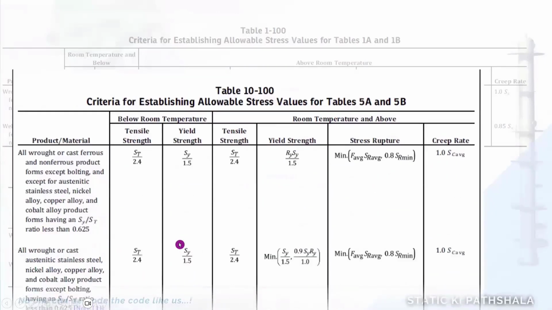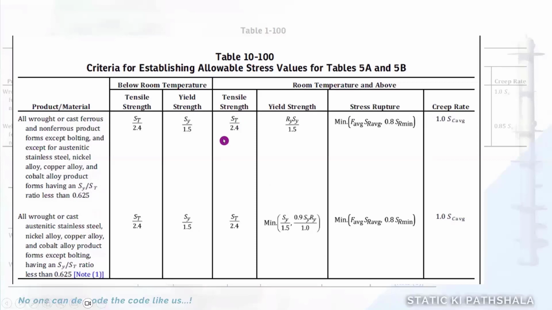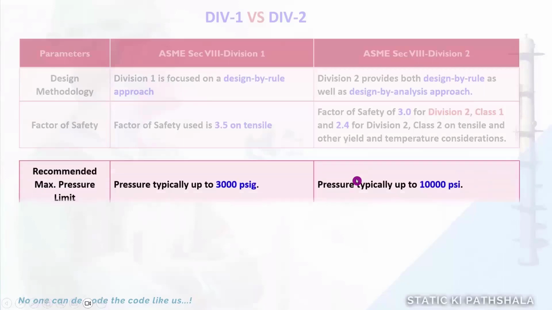And when we are dealing with a class 2 vessel, we have to refer to this table. Here you can see the factor of safety mentioned on tensile strength is 2.4. So in short, the allowable stress for a division 2 vessel will be higher as compared to division 1. So technically, the thicknesses would be lesser if we design with the help of division 2.